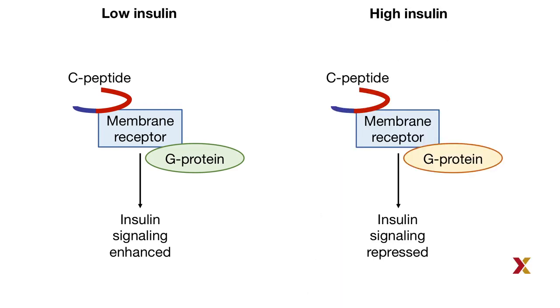Now, what happens when the level of insulin is high? When the C-peptide binds to its receptor, a different G protein is activated. This switch of G protein leads to the activation of PKC, which in turn represses the insulin signaling pathway. Therefore, at high concentration of insulin, the C-peptide dampens the insulin signaling pathway.